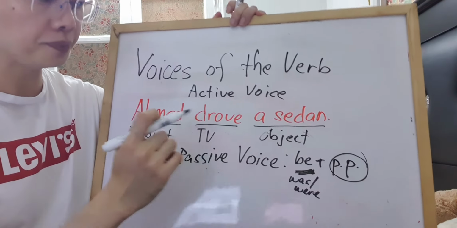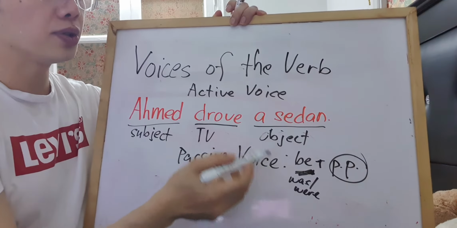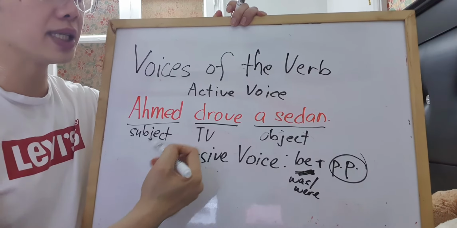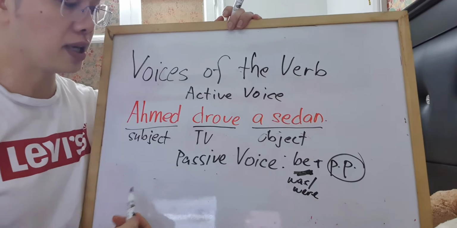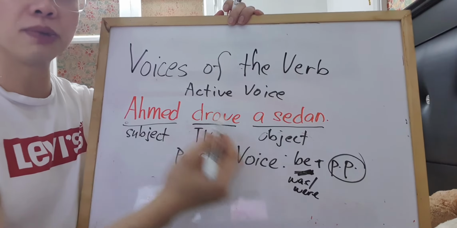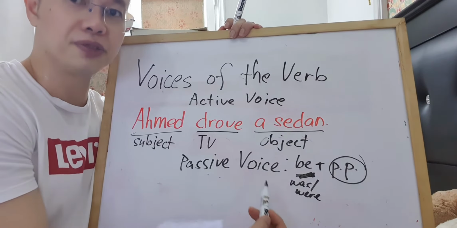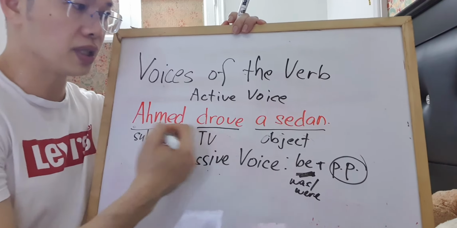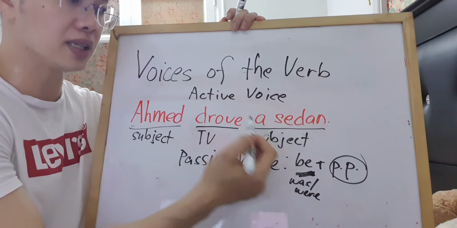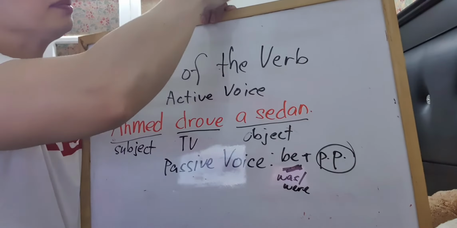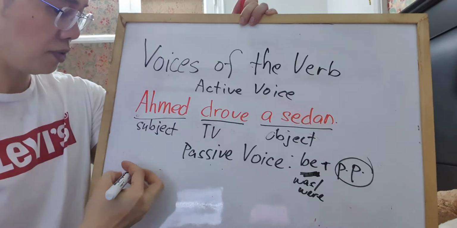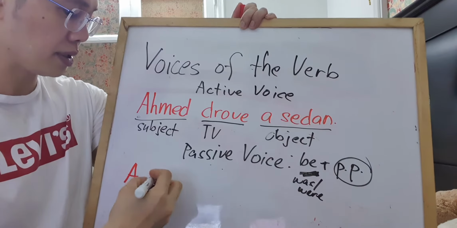Now again, to change this to a passive voice, the object becomes the subject. Then your subject here becomes the object in the by phrase or by agent. So since your object here is a sedan, then you will have, of course, you will start with a capital letter.